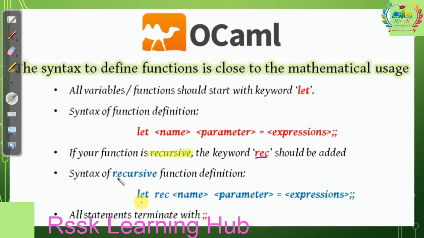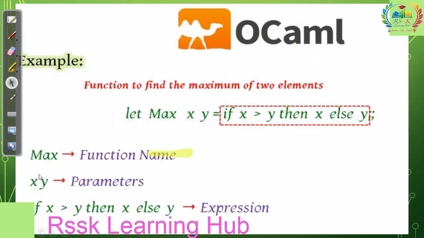Now coming to the syntax of a recursive function. This is your normal function definition. Now come to your recursive function definition: the let keyword followed by rec, then the name of your function, the same parameters assigned to an expression, with a semicolon. All statements are terminated with a semicolon in OCaml, statements alone, not the condition part. Now we will see one example program in OCaml.